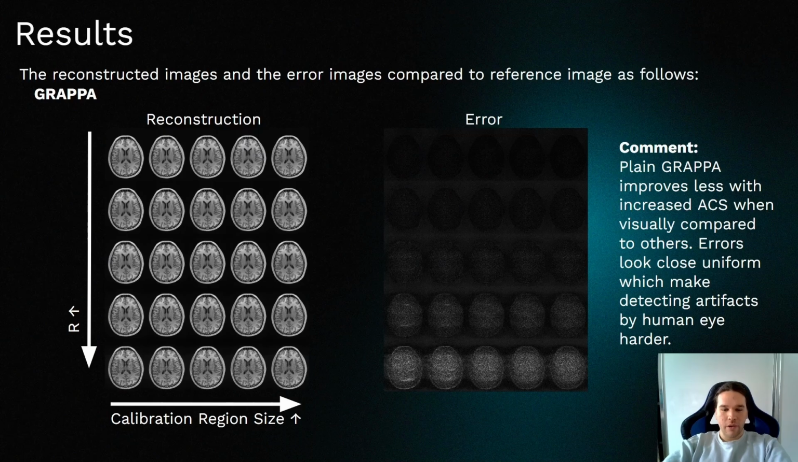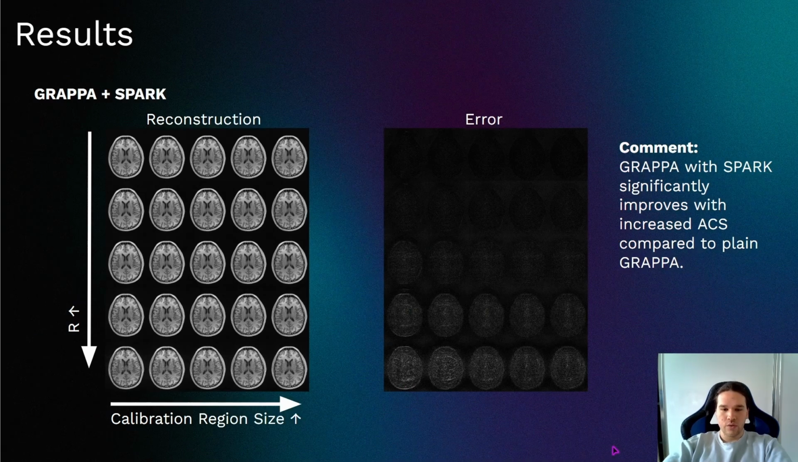Firstly, we have the GRAPPA reconstructions. We can see GRAPPA is not that affected by changes in calibration region size, and the errors are mostly noise with the exception of tiny aliasing artifacts. But these can be improved even further using SPARK. With SPARK, we can see that the errors are decreased, and again, it's mostly noise with tiny aliasing artifacts.